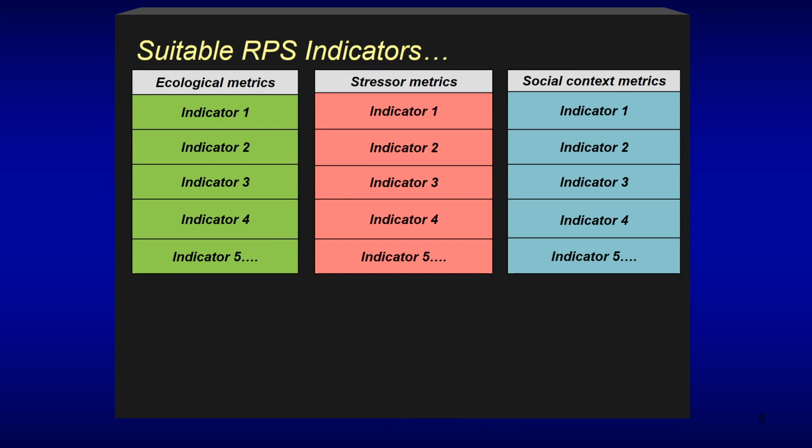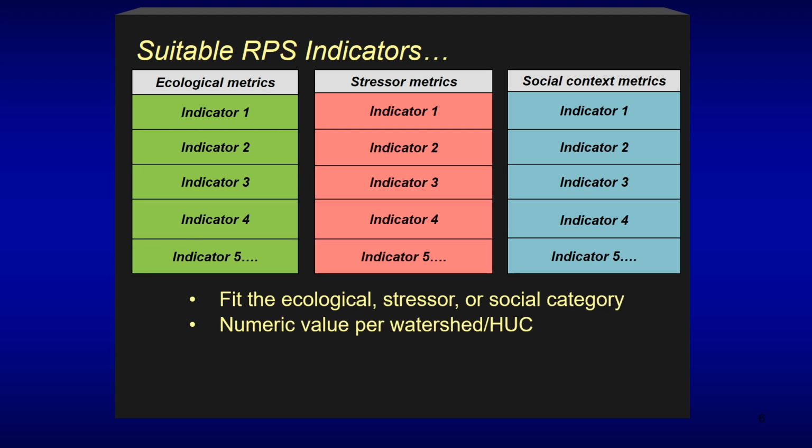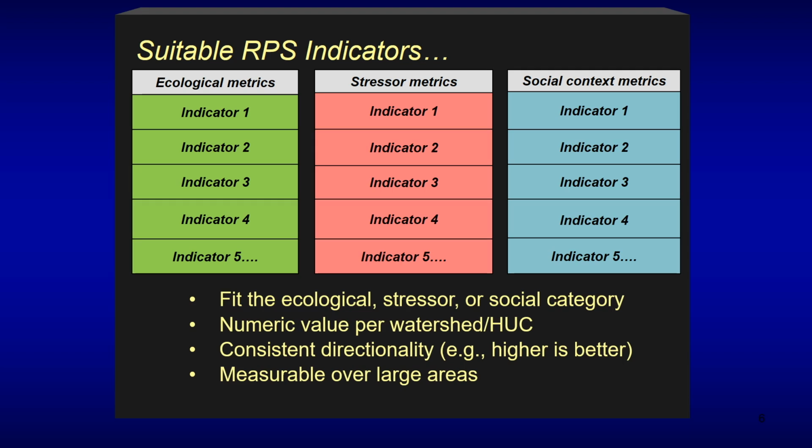Watershed indicators are the RPS tool's basic unit for quantifying and comparing. Despite their great variety, some common traits of good indicators include: they can be reasonably characterized as an ecological, stressor, or social parameter. They can be generalized as single numeric values per watershed or hydrologic unit. They have a consistent directionality of value, such as a higher score is always better. They can be measured over large areas, and value differences are potentially meaningful and helpful to planning and decisions.